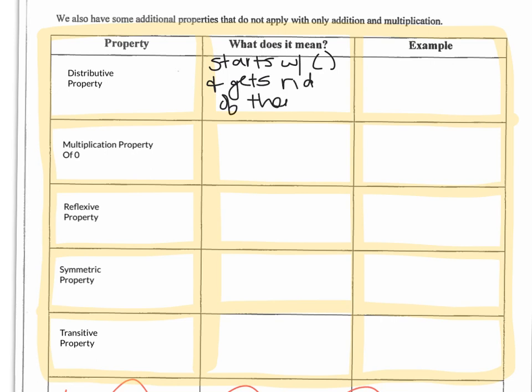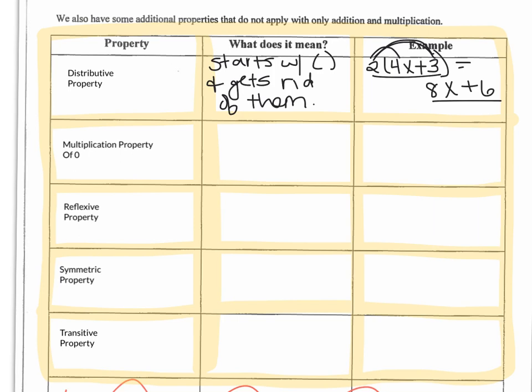So it's always starting with parentheses and then getting rid of the parentheses. So if I look at an example, I would do 2 times (4x plus 3). So that's going to equal, I can distribute it. 2 times 4x is 8x, and 2 times positive 3 is 6. So it starts with parentheses and then gets rid of them. So that's the distributive property.